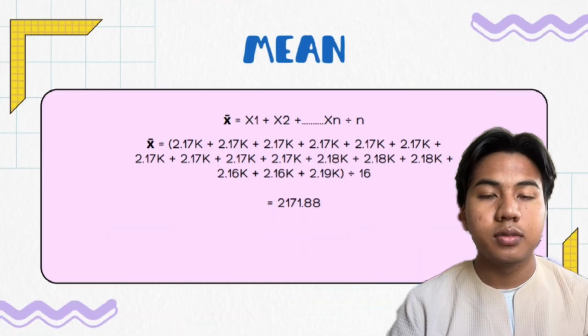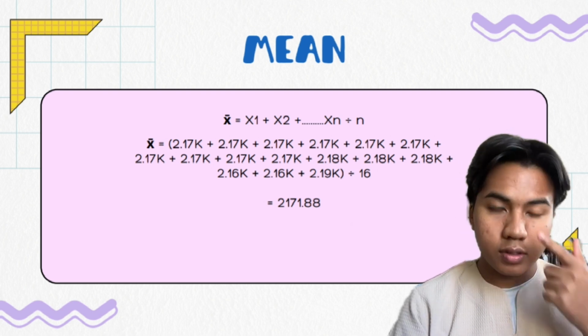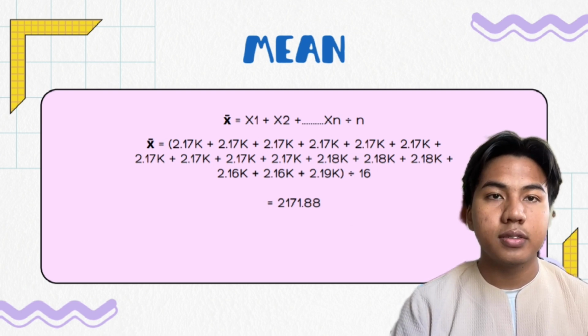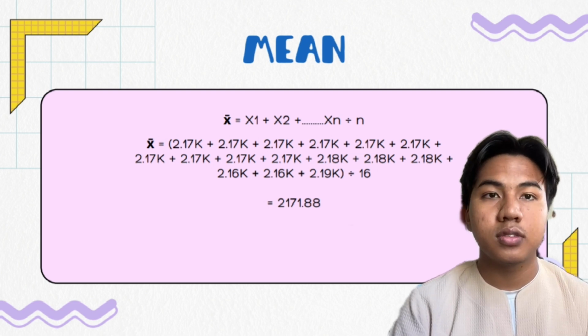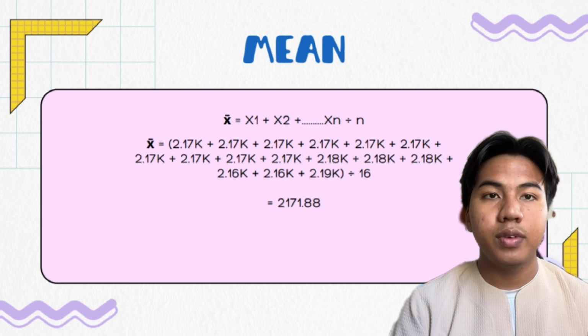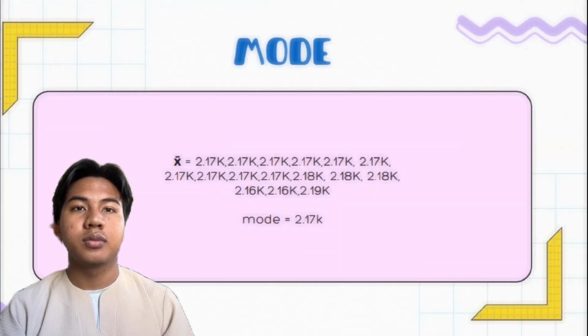So the first one is mean. How can you find the mean in this set of data? The first step is to find the sum of the values by adding them all up. The second step is to divide the sum by the number of values in the set of data. In this slide, we add them all up, then we divide by 16, and then we get 2171.88.